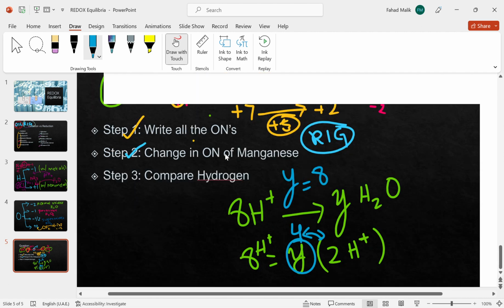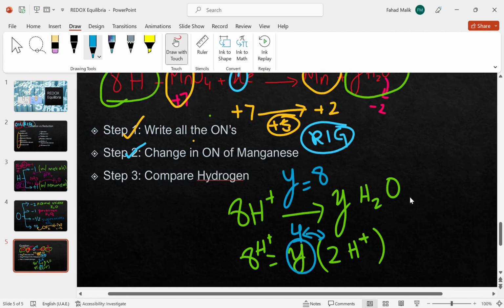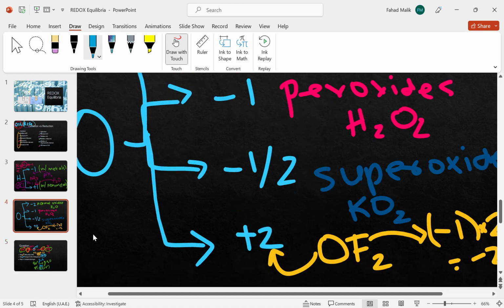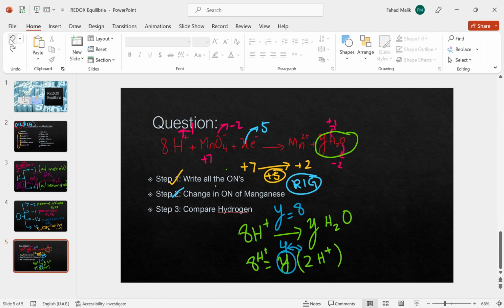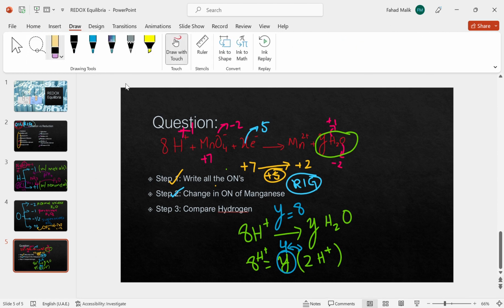Let me just make this whole equation clear for you. I hope it made sense to you all. So here was our equation, and they wanted us to figure out what X is and what Y is. What we did first was write the oxidation numbers of everything. Then we calculated the change in the oxidation number of manganese, and with that we were able to work out X, and in the end we compared the hydrogen. So that's all written with all the steps.